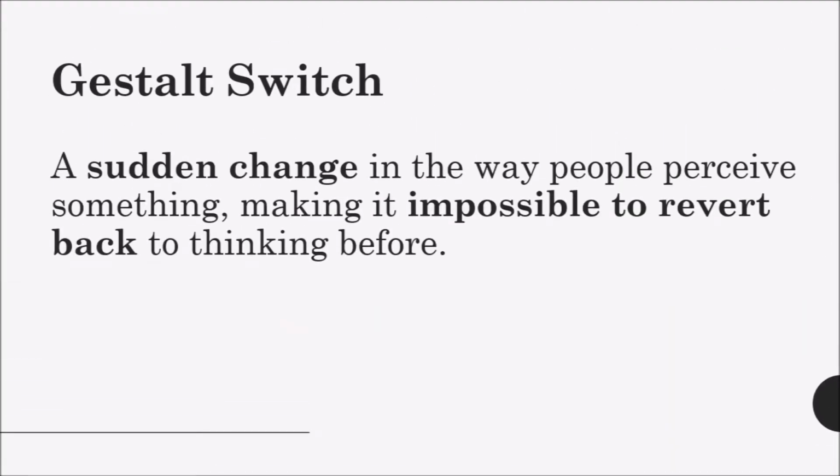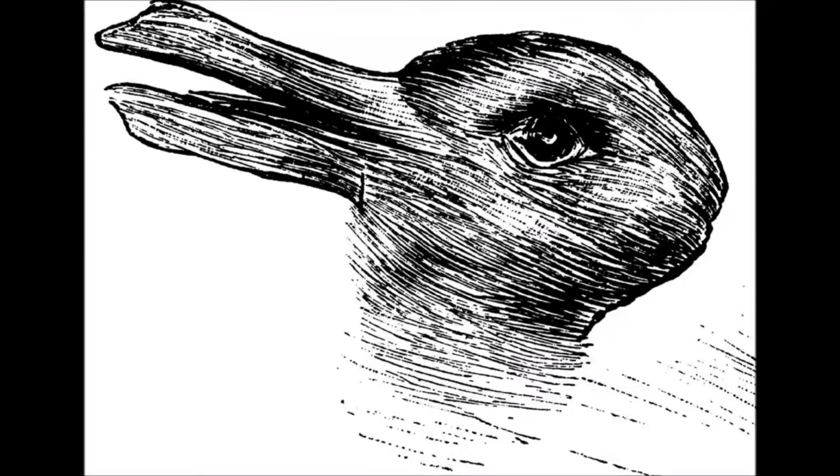Kuhn basically defines a Gestalt switch as a sudden change in the way people perceive something, making it impossible to revert back to the thinking before. So, what exactly does that mean? To make this concept easier to understand, I will use a common illusion. In this photo, what do you see?